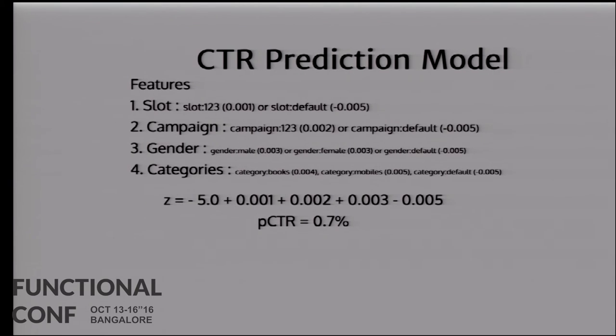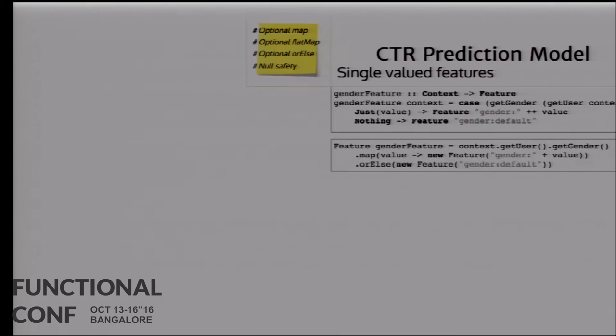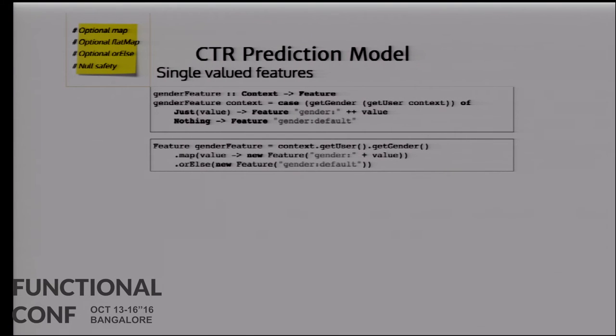Even though I've shown only 3 or 4 features here, in reality there could be a lot more features going on behind the scenes in computing a pctr. So I'll just walk you through the implementation of one of these features, and then the same thing can be extrapolated to all the features. There are two kinds of features here. One is a single-valued feature, and the other is a multi-valued feature. Gender is an example of a single-valued feature, and category affinity is an example of a multi-valued feature.